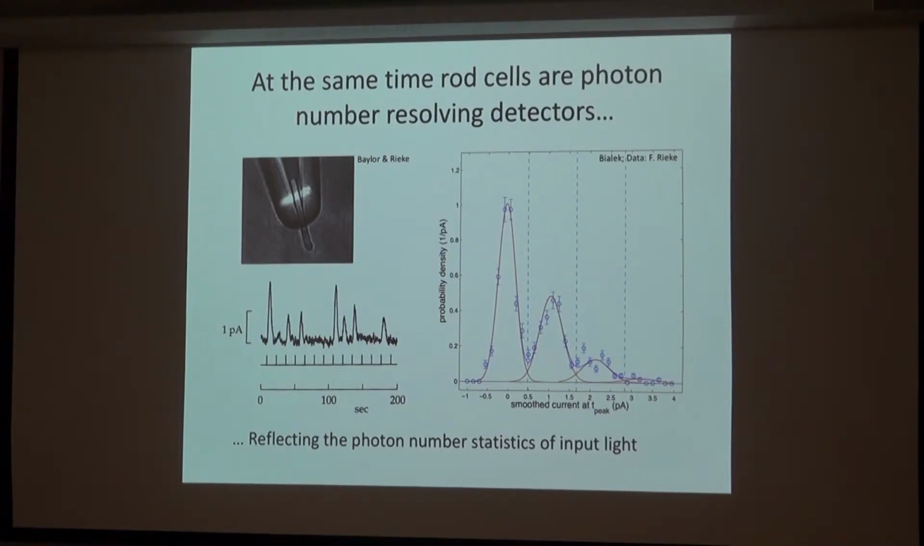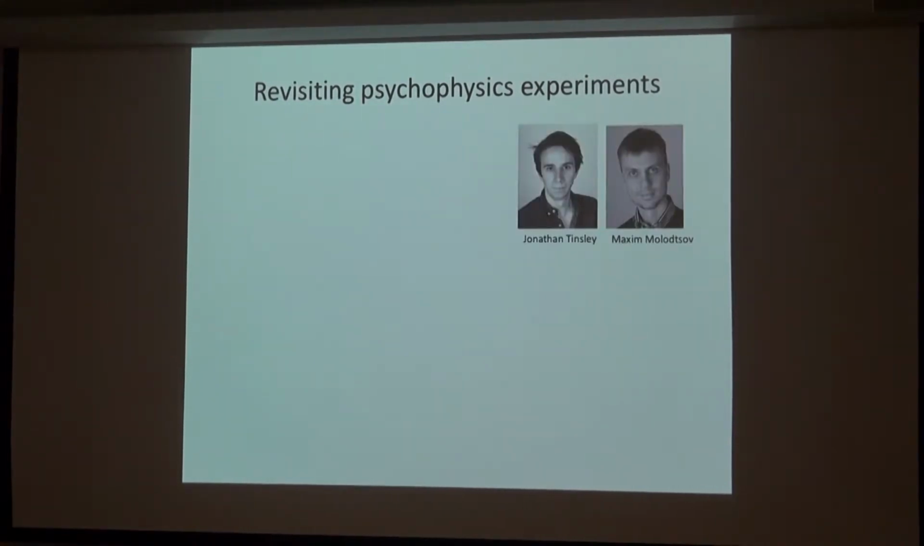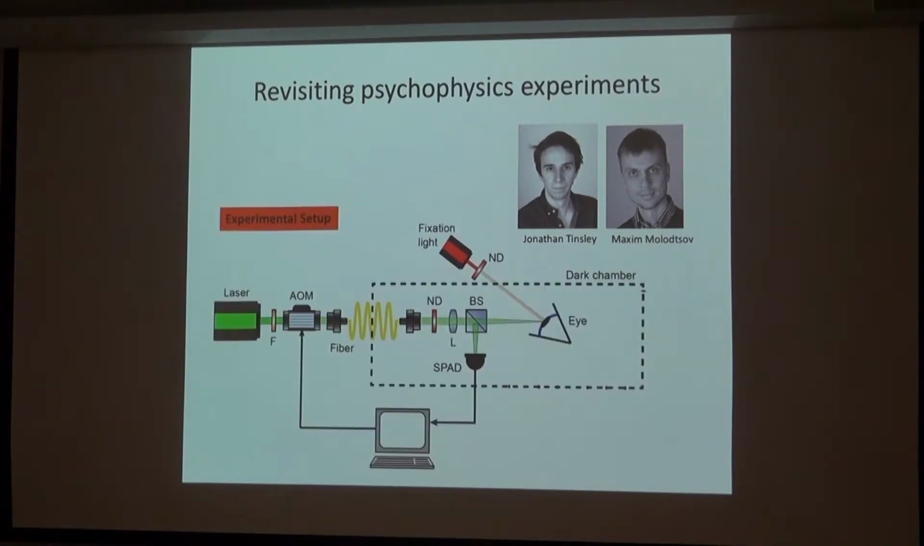Okay, so we thought that we should be revisiting some of these experiments. The experiments that I'm going to tell you about were done by two lab members, Jonathan Tinsley, a graduate student in the lab, and Maxim Molotov, a postdoc in the lab. We set up an arrangement very similar to the experiments that I was showing you by Hecht et al. We had a laser controlled by a modulator, and we had the attenuation filters. We fiber coupled this into the dark chamber, where the subject was sitting and looking at the fixation light.